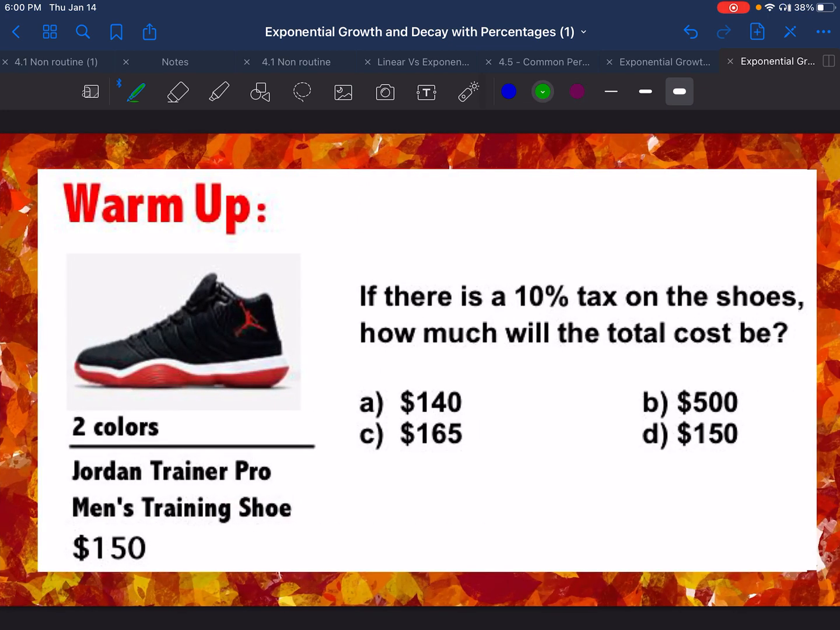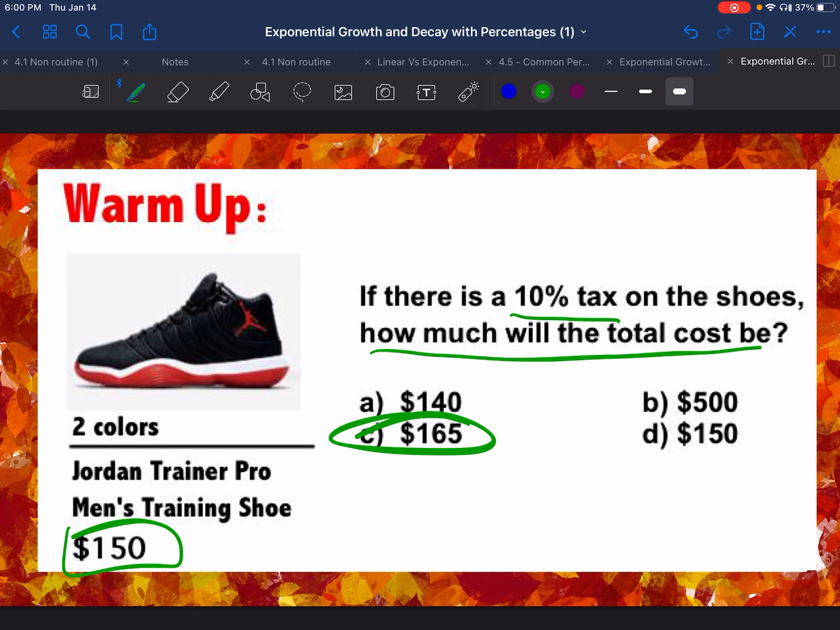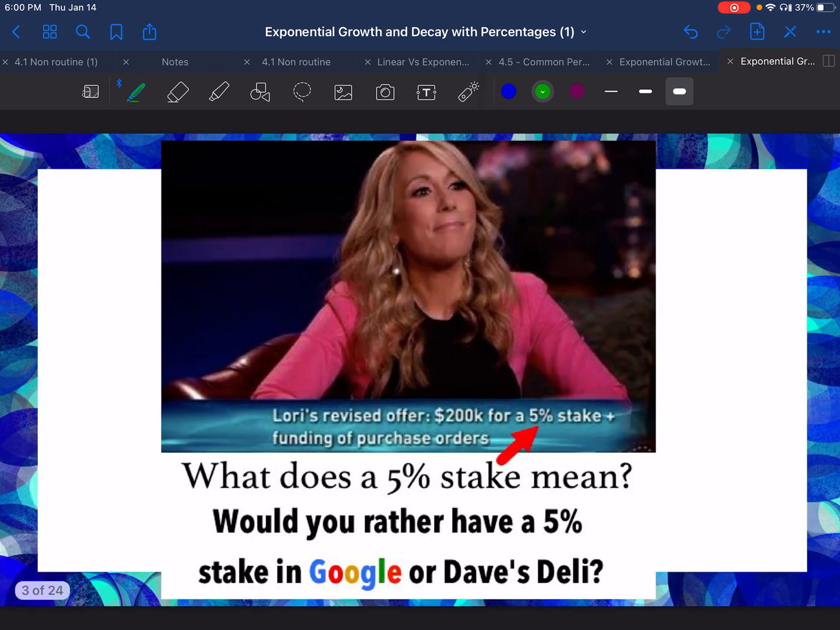Consider this warm-up. You see a pair of shoes online that you want. They cost $150. If there is a 10% sales tax on the shoes, how much will the total cost be? Just take a guess. If you said C, 165, you're correct. I know the other choices don't look so great, but we're going to talk about how to actually calculate this a little bit later. Let's talk about percentages for a second.